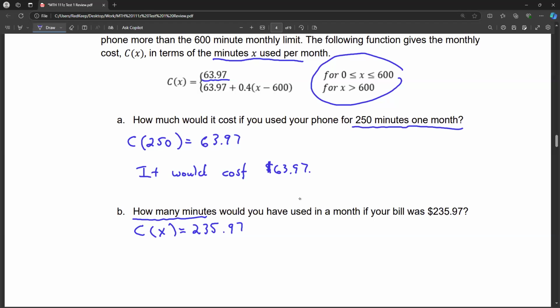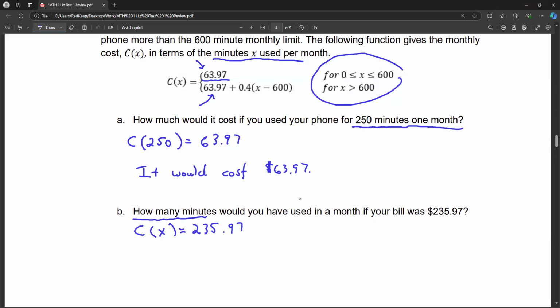Okay, so what we want to do is kind of reverse engineer this, right? So let's see, we know that if the minutes were between 0 and 600, it would just be a flat cost of 63.97, right? And I'm getting that information up here. So since 235.97 is definitely not 63.97, I think I can then conclude that this would be the function, right? We're well over, I believe, 600 minutes in this scenario.